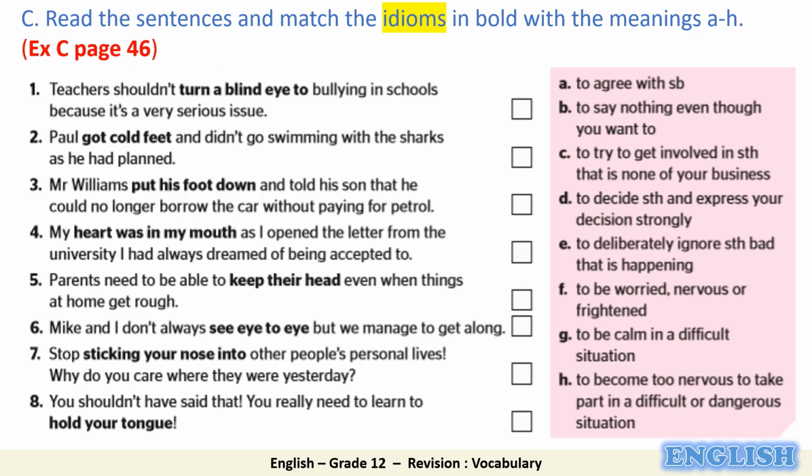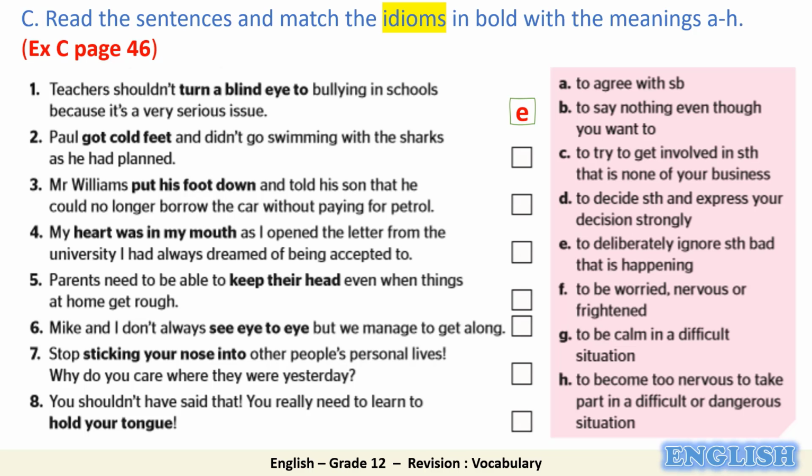Now let's check our answers. Number 1. Teachers shouldn't turn a blind eye to bullying in schools because it's a very serious issue. Turn a blind eye to means E. Excellent. To deliberately ignore something bad that is happening.